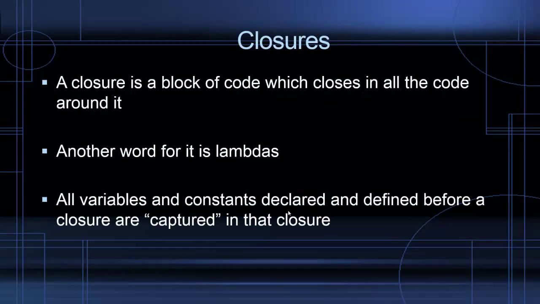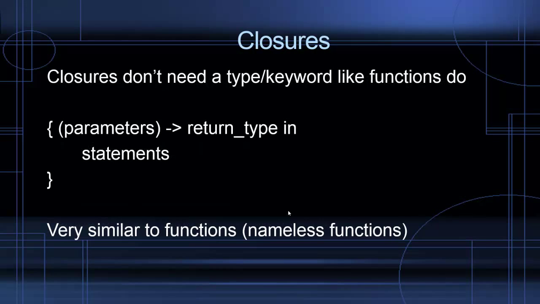Alright, so now closures. Now, a closure is very similar to a function, only they don't typically have a keyword or that name like a function has. So another name for a closure is a lambda. And all variables and constants declared and defined before a closure are captured in that closure. So a closure looks something like this, and it doesn't need a keyword. You just have the curly braces, then you have your parameters, your return type, in, and then statements. So it's like a nameless function.